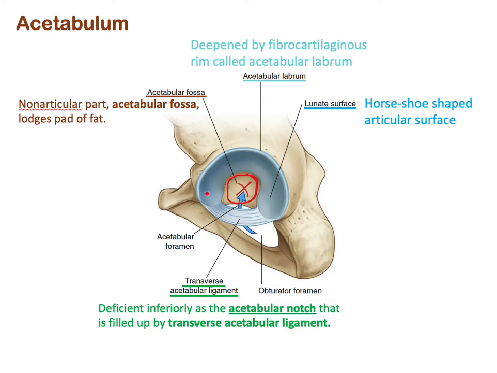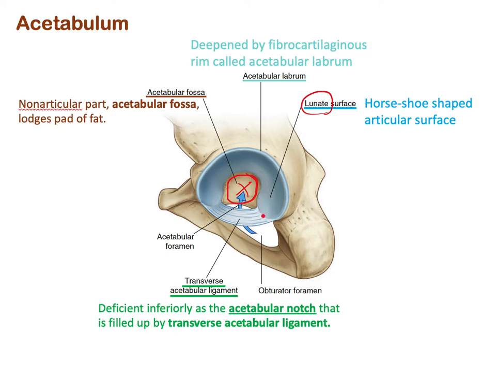C-shaped or horseshoe shaped with a defect inferiorly. That means it's incomplete, which is why it's called the lunate surface, the articular surface or lunate surface of the acetabulum. Of course, the acetabulum is deepened by a fibrocartilage that you are looking at now, which is the acetabular labrum, a fibrocartilage rim, right?